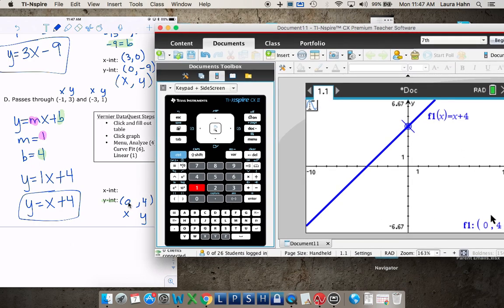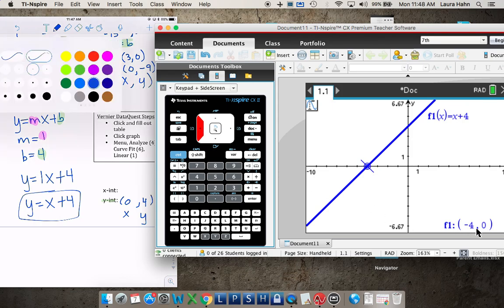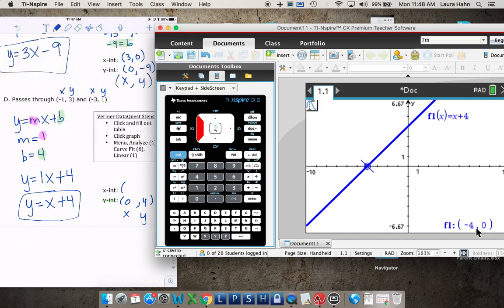Notice it's on top of the y-axis, so this point right here matches what we wrote by the y-intercept. So we want to go find the x-intercept, which is here. We're going to use this left arrow until we're on top of the x-axis. Remember that word 0 will pop up. Boom. So we're on top of the 0, aka the x-intercept, and it's at -4, 0. So the x is -4 when the y is 0, our x-intercept.